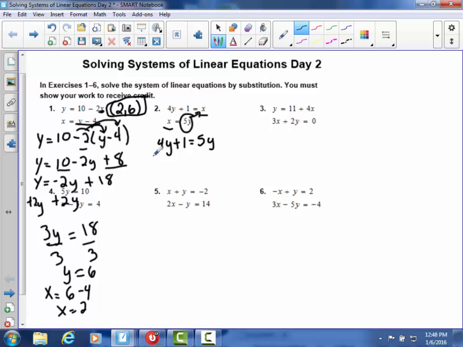I want my y's together, so I'm going to subtract the 4y from both sides. And I get 1 equals y. Now I will take that 1 and substitute back into an equation. You can choose either one, but the second equation looks simpler to me, so I'm going to use that one. So we'll have x equals 5 times 1, or x equals 5. So the answer there is 5, 1.